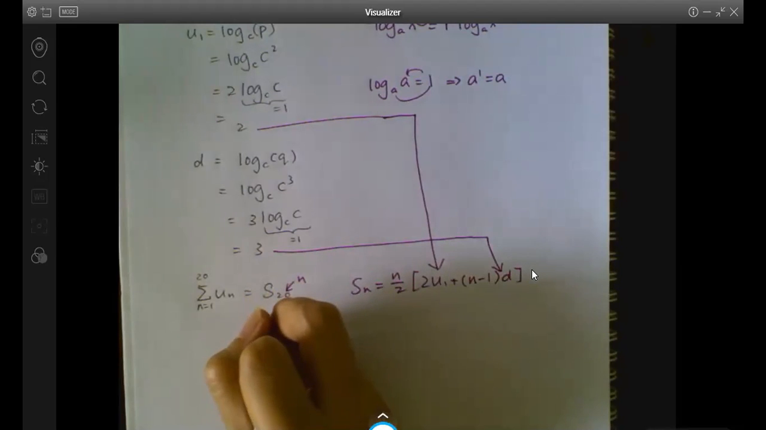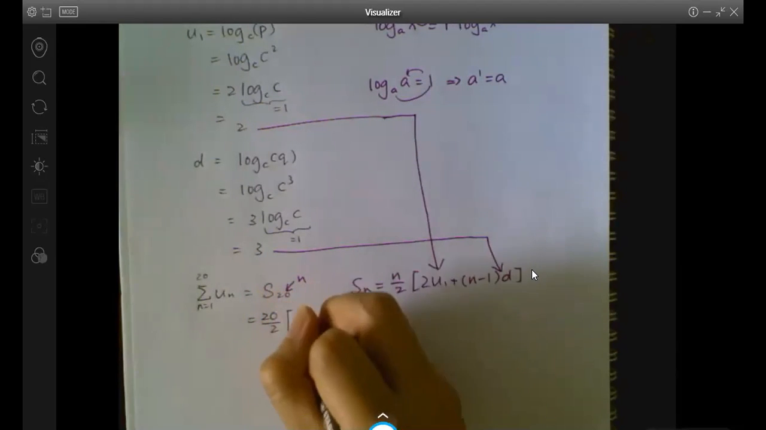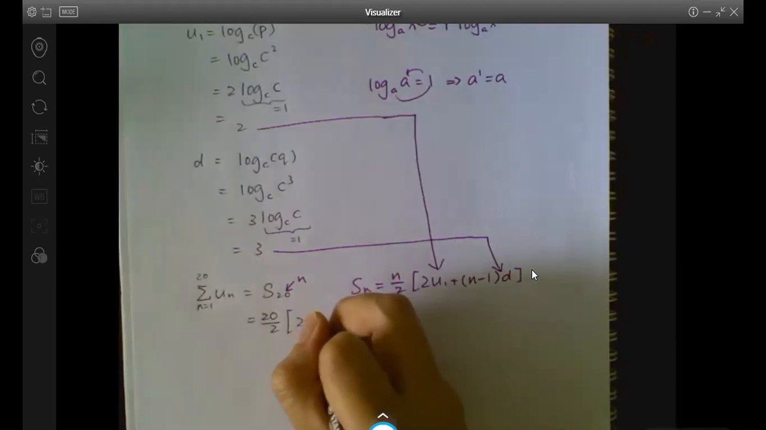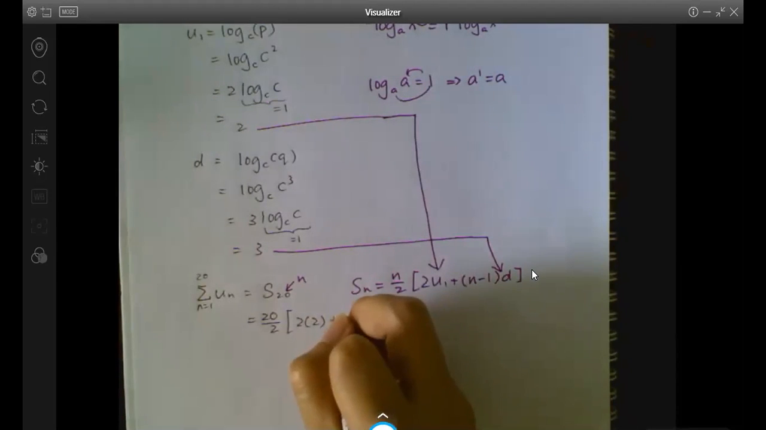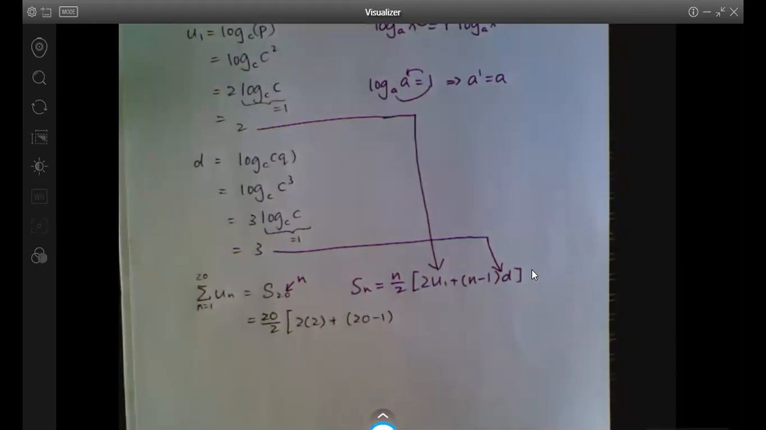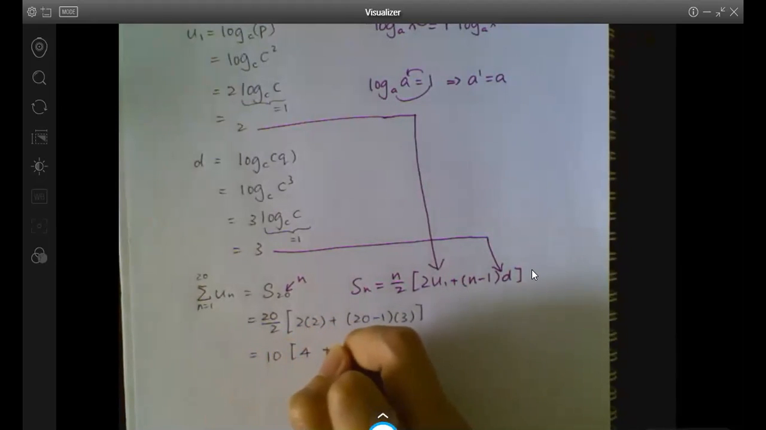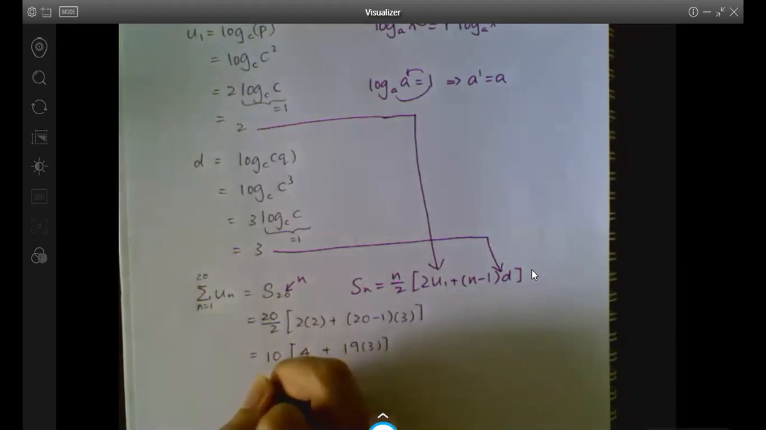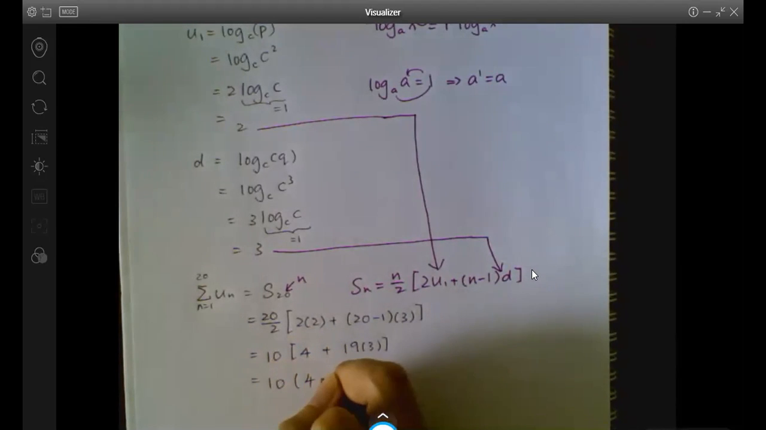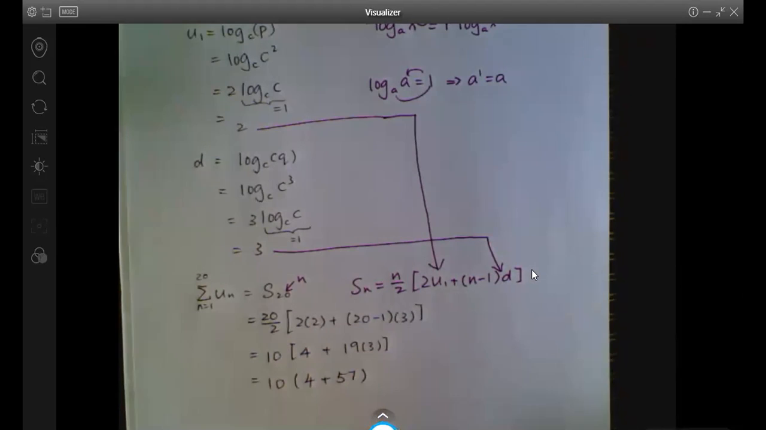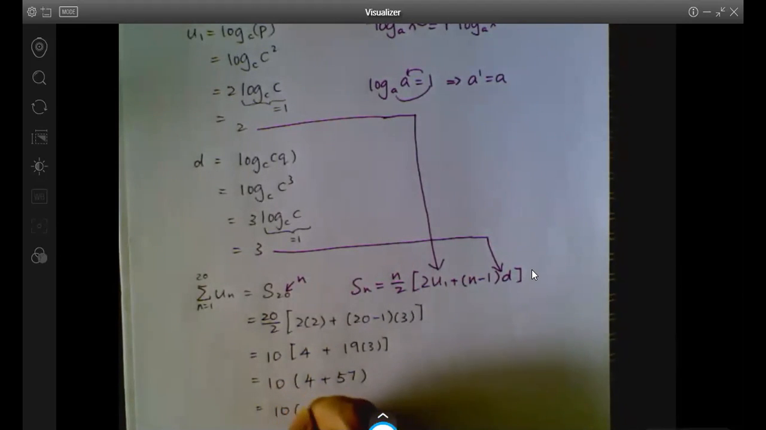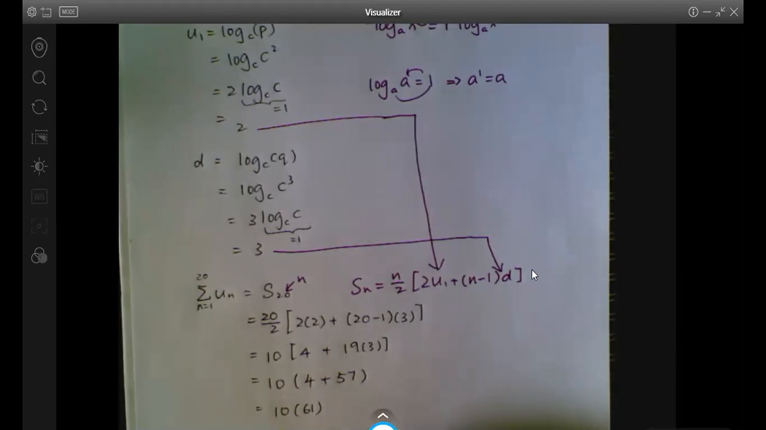So 20 over 2 into 2 times 2 plus 20 minus 1 times 3. All right, and let's simplify all of them. So this is 10 times 4 plus 19 times 3, which is 10 times 4 plus 57, which is 10 times 61. So the final answer is 610. And that concludes our question.